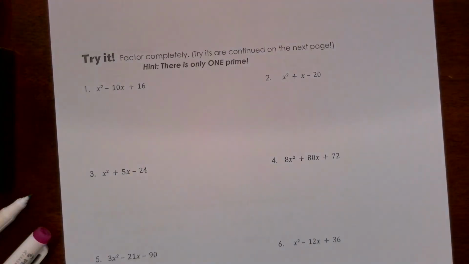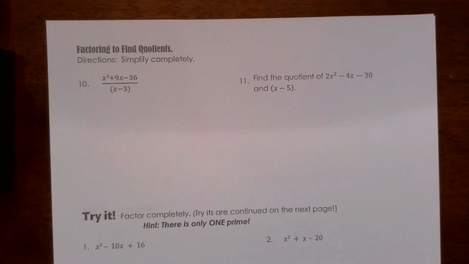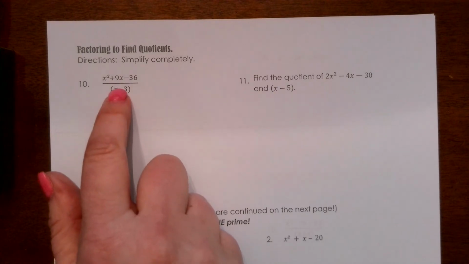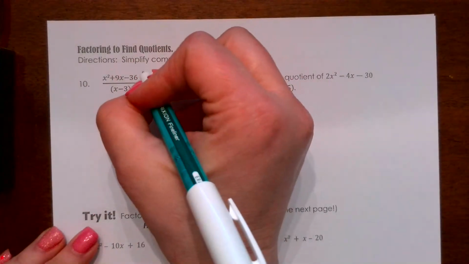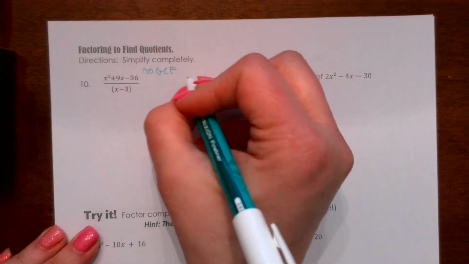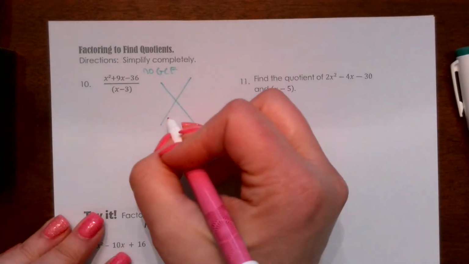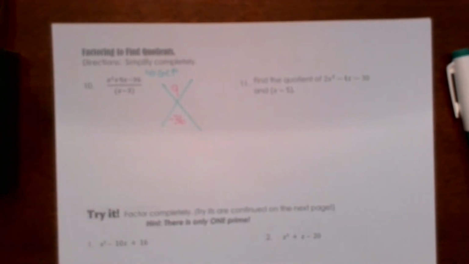Alrighty, we're going to go to page 33, and we are going to take a look at factoring some quotients. And I want you to know that you're not going to be doing a lot of anything different. We're just going to be factoring the numerator to see if we can cancel out this denominator. So there's no GCF here in x squared plus 9x minus 36. So 1 times negative 36 is negative 36, and 9 is up here in the top.